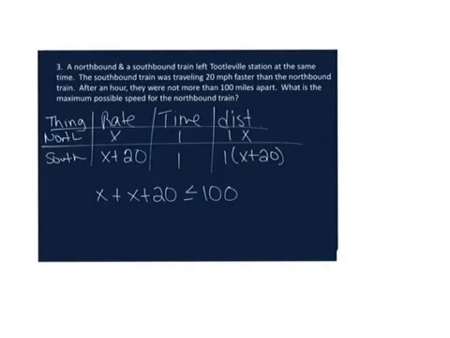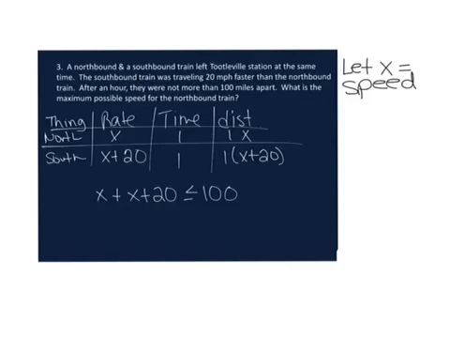All right, number 3. A northbound and southbound train left Toulouville Station at the same time. The southbound train was traveling 20 miles per hour faster than the northbound train. After an hour, they were not more than 100 miles apart. What's the maximum possible speed for the northbound train? So our x equals the speed. Okay, so we're actually looking for the rate this time instead of the time. It's a little bit different.